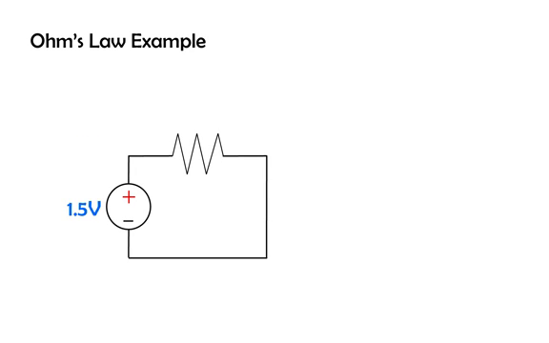Let's look at another example. Suppose that you connect a 1.5 volt battery to a light bulb and a current of 2 milliamp is measured. What is the resistance of the light bulb?